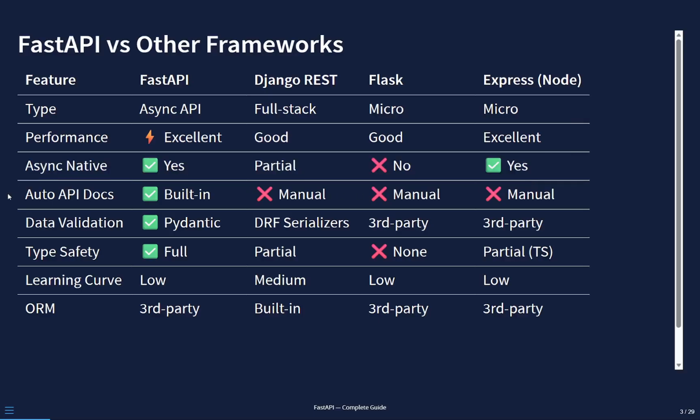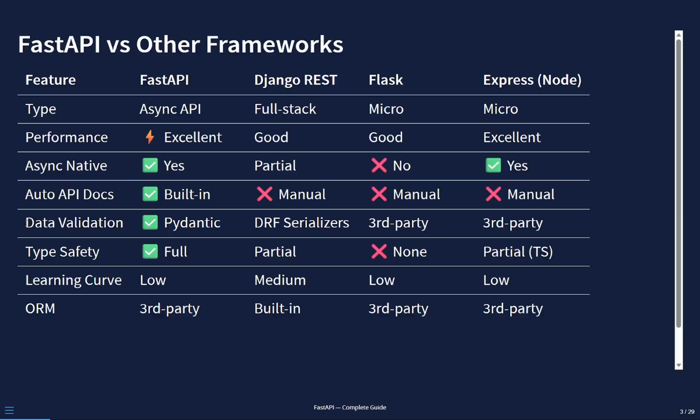Async native. This is the big one. FastAPI is fully async native. DRF has partial support that was retrofitted. Flask has no native async. Every request blocks a thread. FastAPI was designed around async from day one. Auto API docs. FastAPI is the only Python framework with built-in automatic Swagger UI and ReDoc generation. With Django REST Framework, drf-spectacular is a third-party add-on that requires configuration. With Flask, you're on your own.